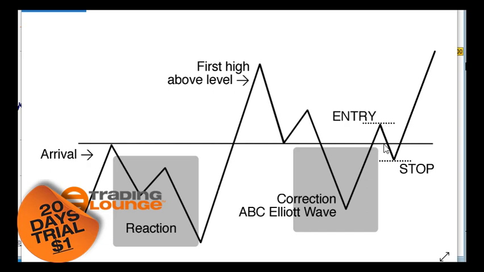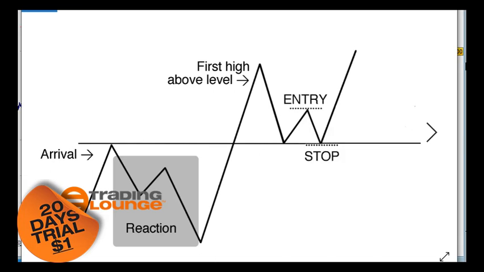But there is a variation of this whole pattern where it doesn't push down through here, and this is it here. So we have the arrival, the reaction, the first high above the level, and then it sits on here. So it's just like walking up some stairs in that case. But we always take this as the first high here, and then we try to bring it down to the second high here, and you may even get another one in this little space here.